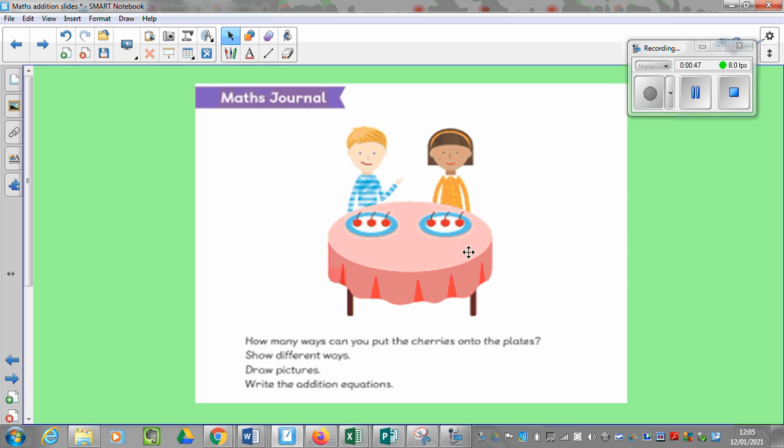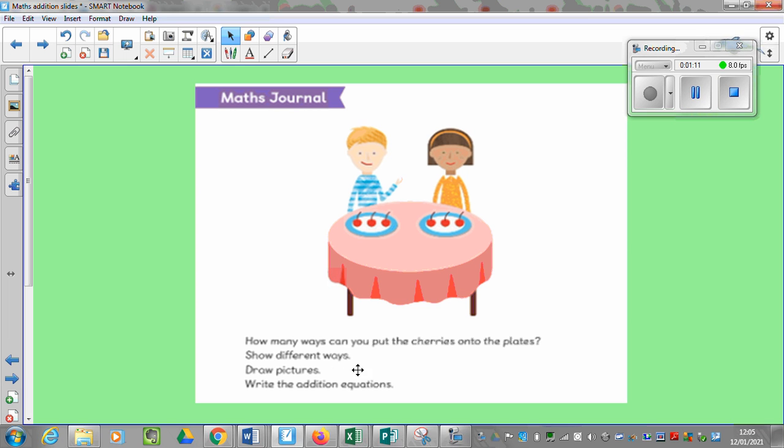Okay, welcome back. So you are going to complete these questions before we move on to the next section of the class. The first question is, how many ways can you put the cherries onto the plates? So imagine you took all of the cherries off. You might want to demonstrate this on 2 plates with some pieces of fruit or something, and then put them back onto the plates to find out how many different number sentences you can make. Show all of the different ways.